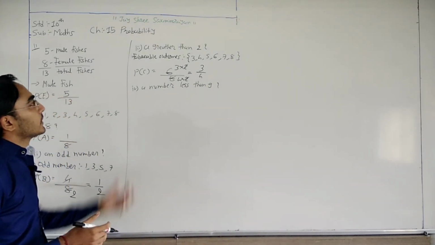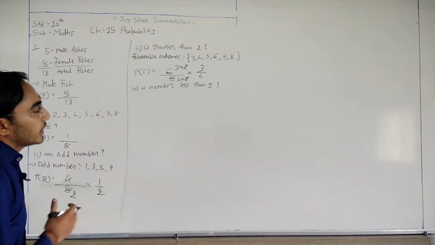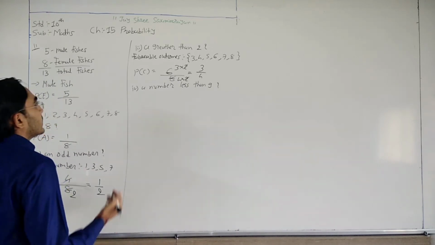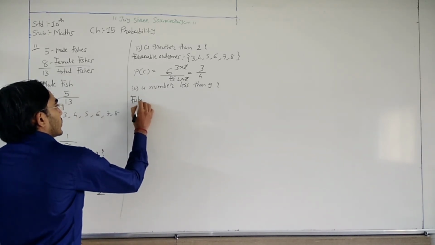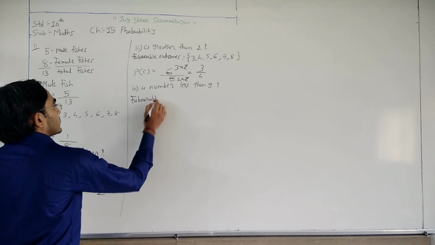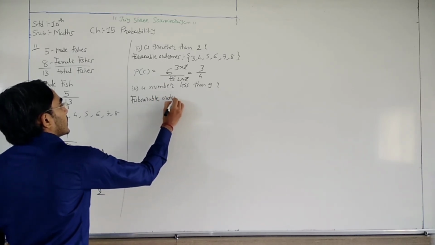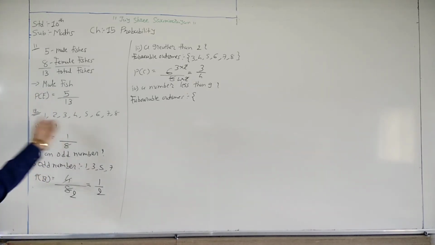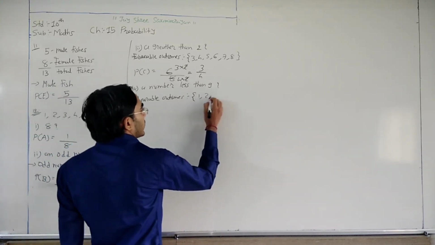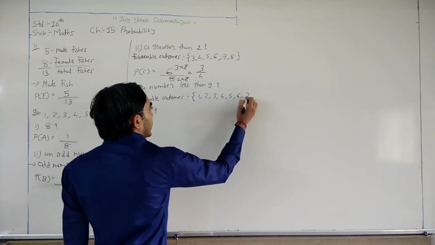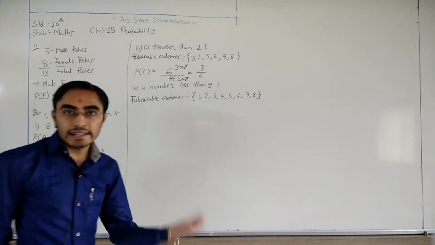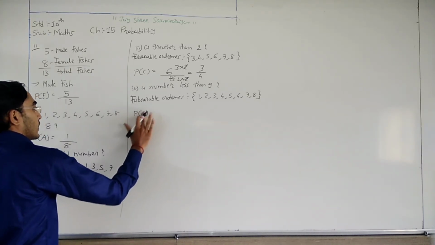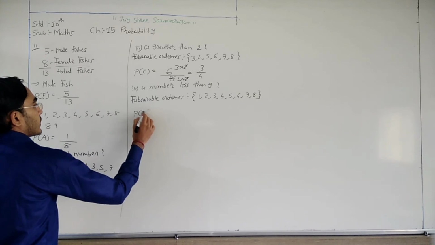Okay, after that, question number 4. A number less than 9. So, favorable outcomes. Now how many numbers do we have here which are less than 9? All the numbers, right? 1, 2, 3, 4, 5, 6, 7, 8. All the numbers are less than 9. Right? So we can find the probability for event D.